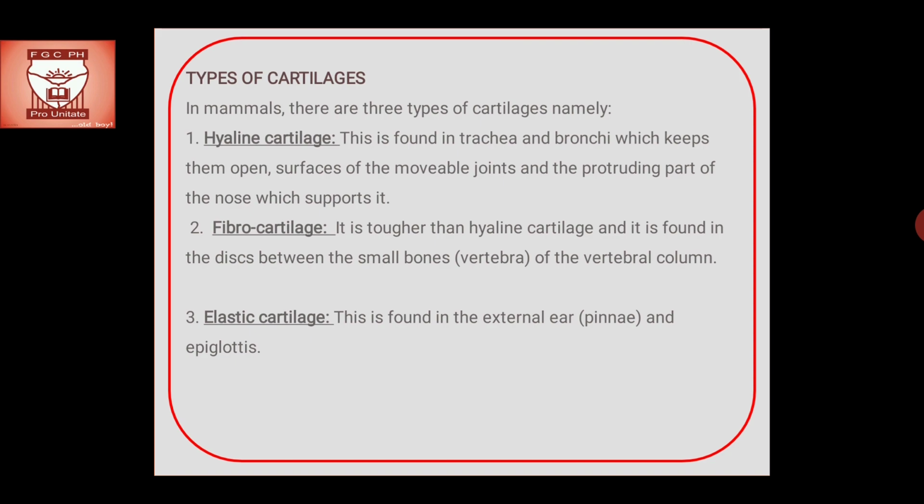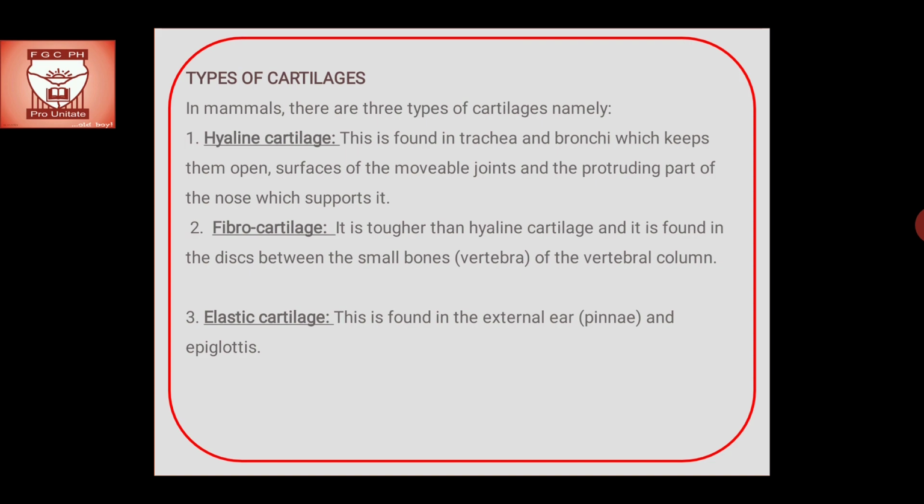Yet we have another type of cartilage which we call fibro-cartilage. This particular type of cartilage is tougher than the hyaline cartilage. And this particular one is found in a disc between the small bones, that is the vertebrae of the vertebral column. We are talking about this, our backbone. So this fibro-cartilage is found in our backbone.